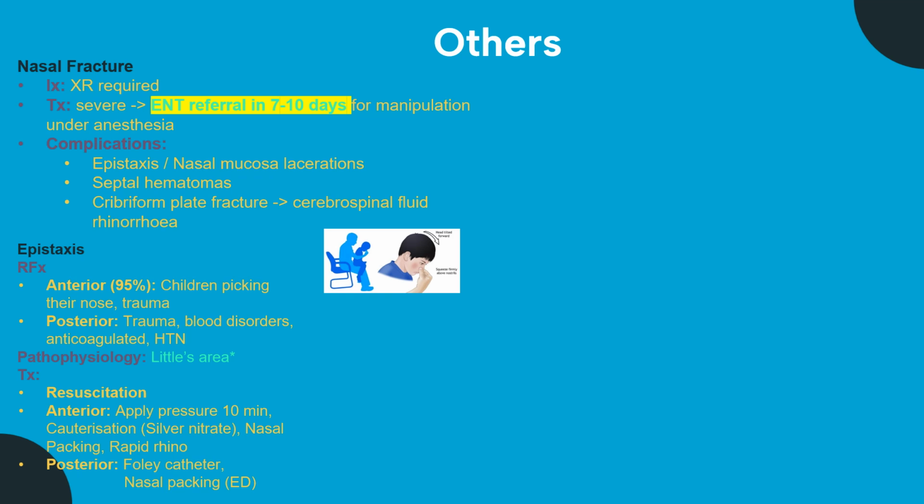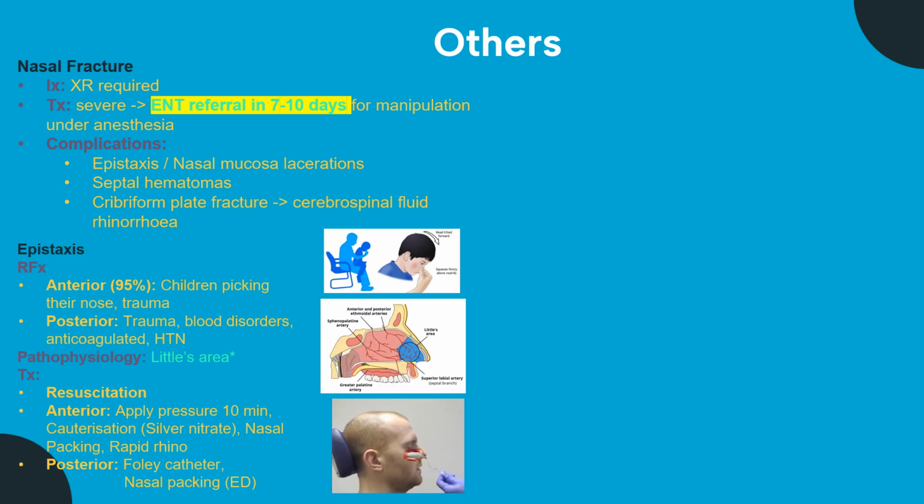In terms of pathophysiology, there's something we need to understand, which is this Little's area. So Little's area is an anastomosis of these different arteries around the nose. So they include your greater palatine artery, superior labial artery, your anterior and posterior ethmoidal, and your sphenopalatine arteries. This anastomosis here creates a ripe spot for nosebleeds and is most commonly where it will happen.